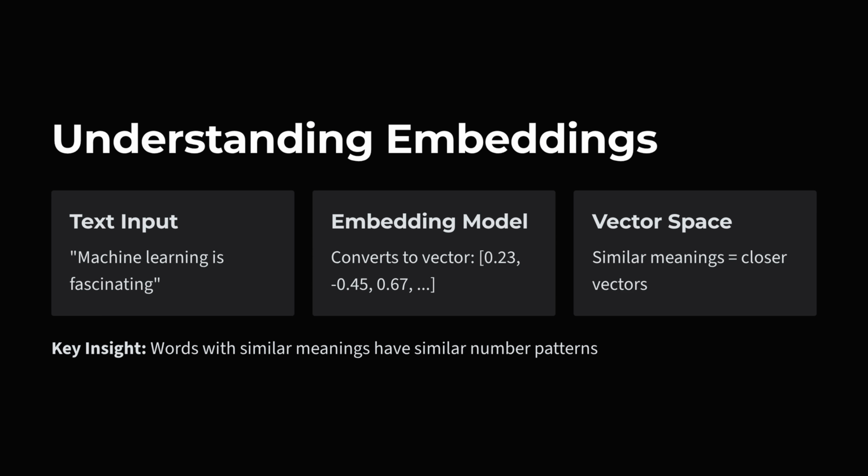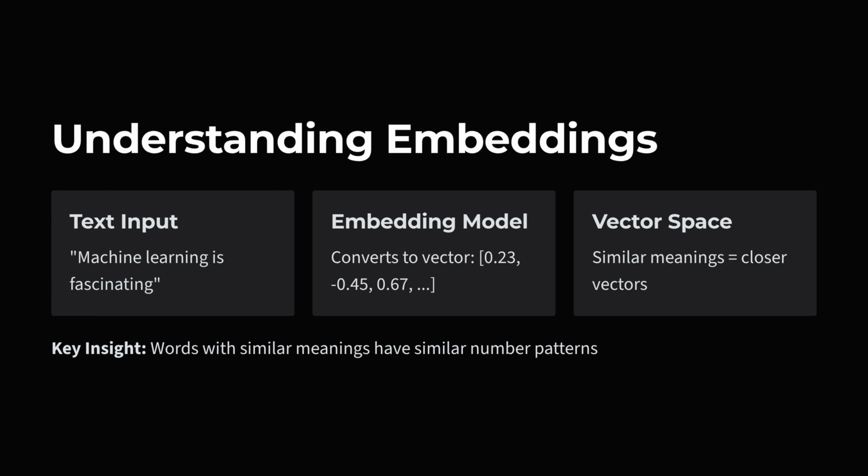Understanding embeddings. Here's the key idea. When you feed a sentence like "machine learning is fascinating" into an embedding model, it produces a long list of numbers. Those numbers form a vector that captures the sentence's meaning. Words or sentences that express similar ideas end up with similar numerical patterns, and in the vector space, they appear close together. This is what makes semantic search possible.